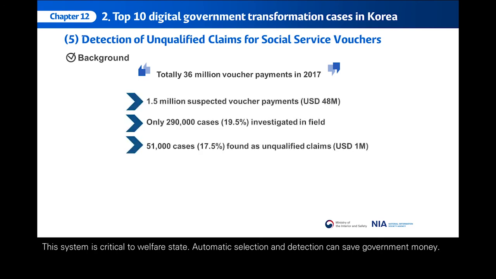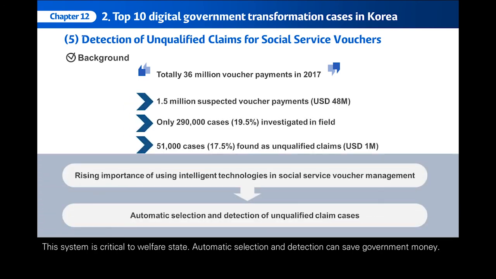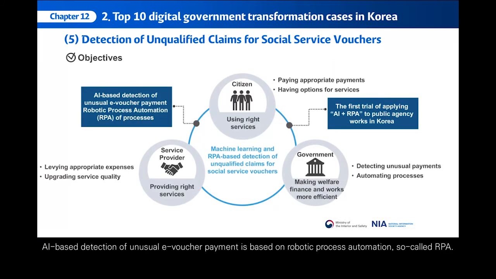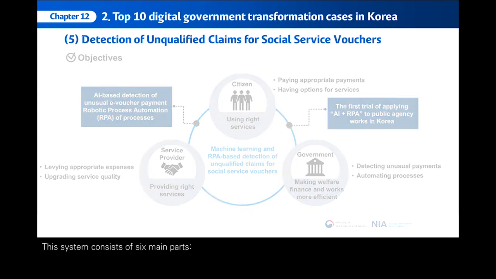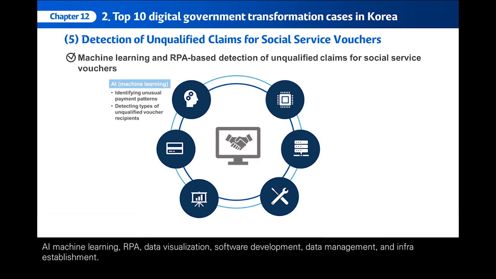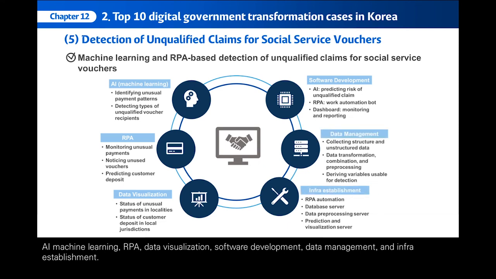This system is critical to the welfare state. Automatic selection and detection can save government money. AI-based detection of unusual e-voucher payment is based on robotic process automation, so-called RPA. This system consists of 6 main parts: AI machine learning, RPA, data visualization, software development, data management, and infra establishment.